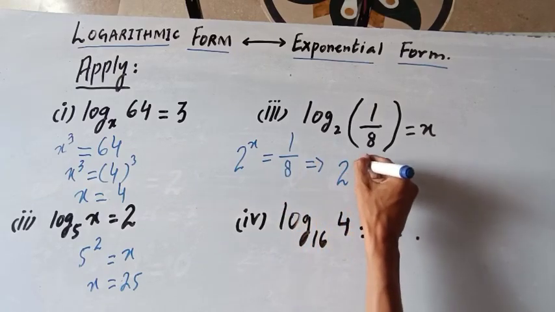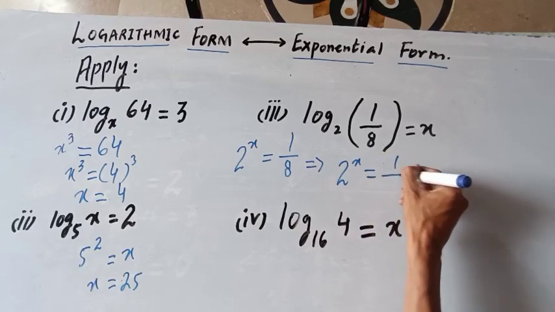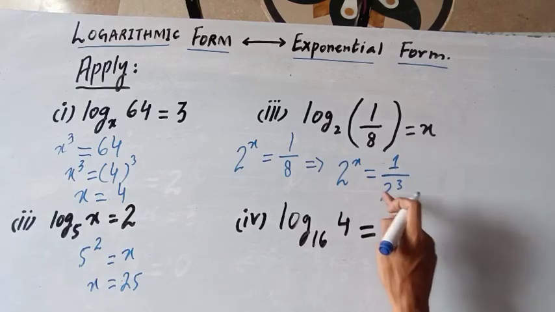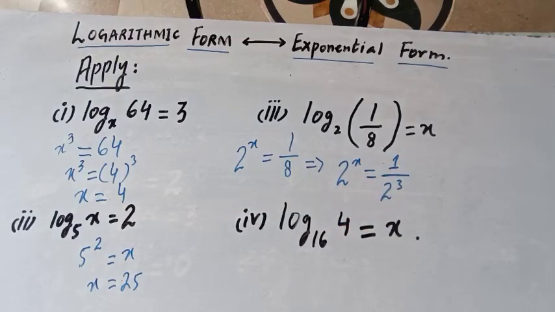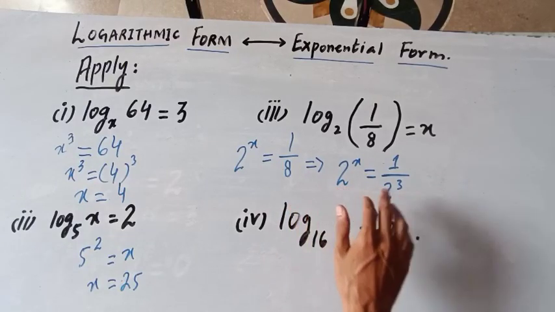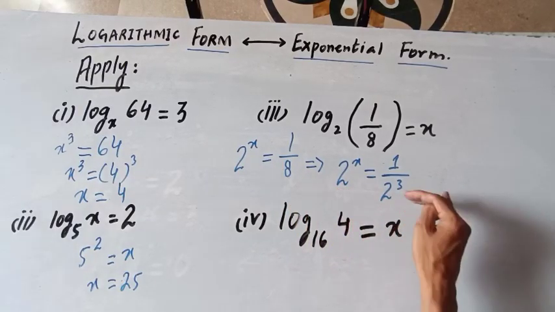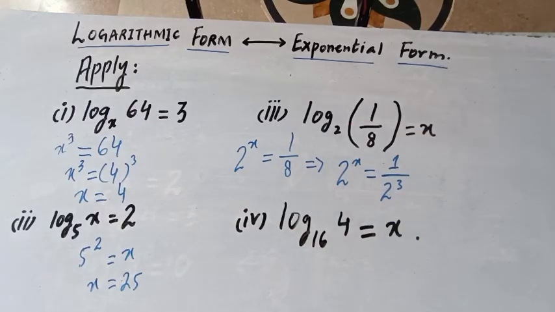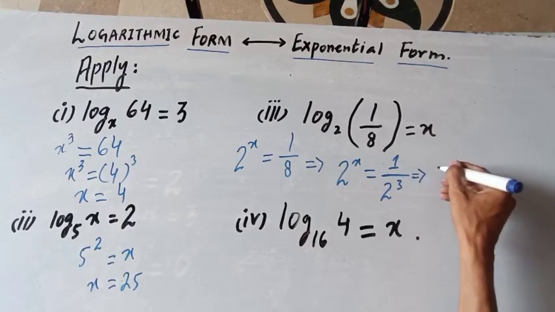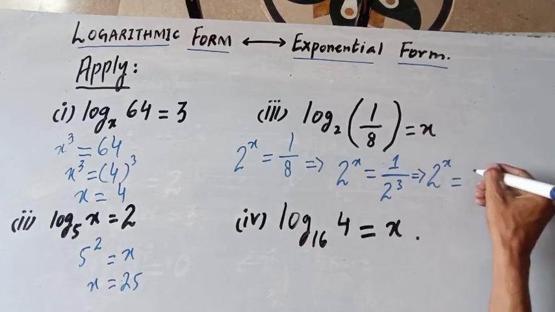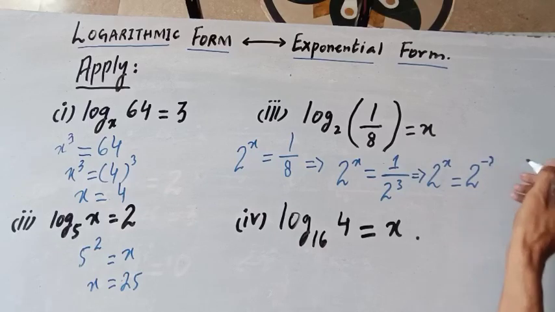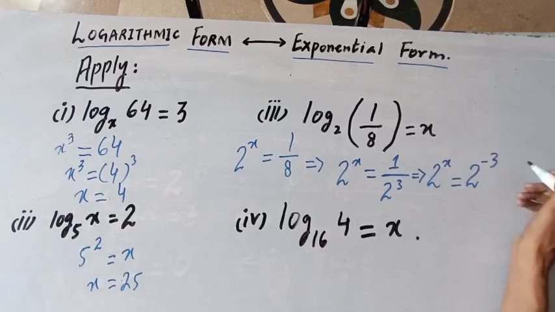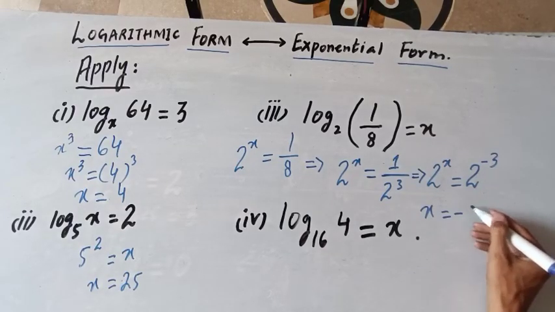2 power x is equal to 1 upon 2 cube, right? Because 2 cube is 8. Now you can see they both have the same base, but the issue is that this 2 is written over here in the numerator and this 2 is in the denominator. So we need to move this 2 power 3 to the numerator, which we can do, and we can apply the laws of exponents over here. So we will get 2 power x is equal to 2 power minus 3. Now as the bases are same, we can say that the answer of x is minus 3.